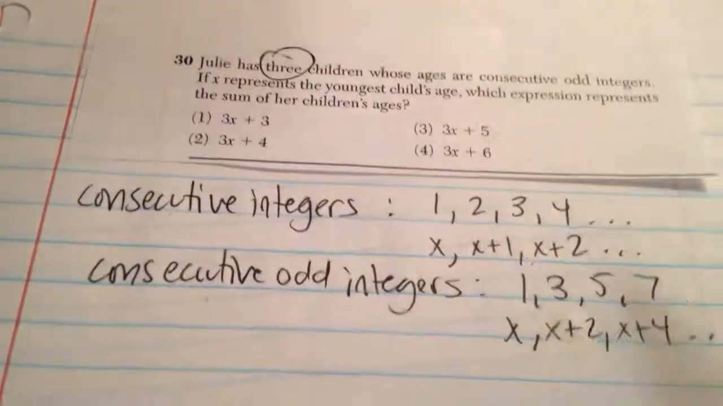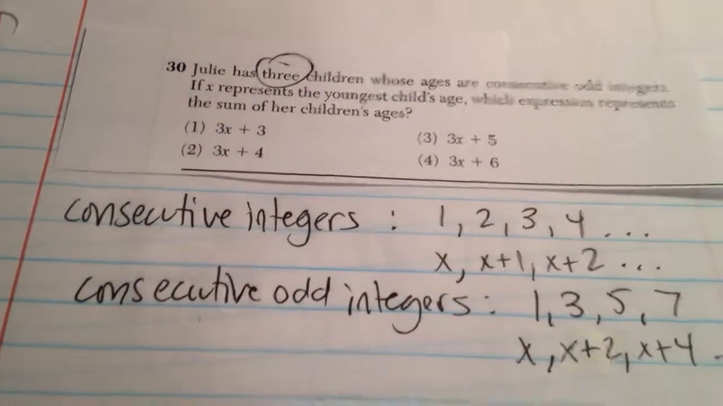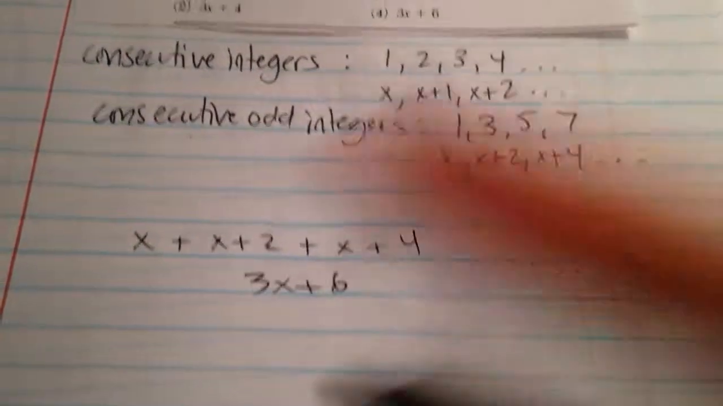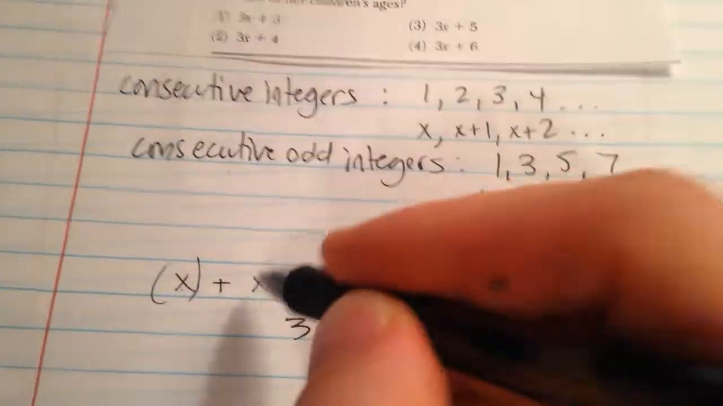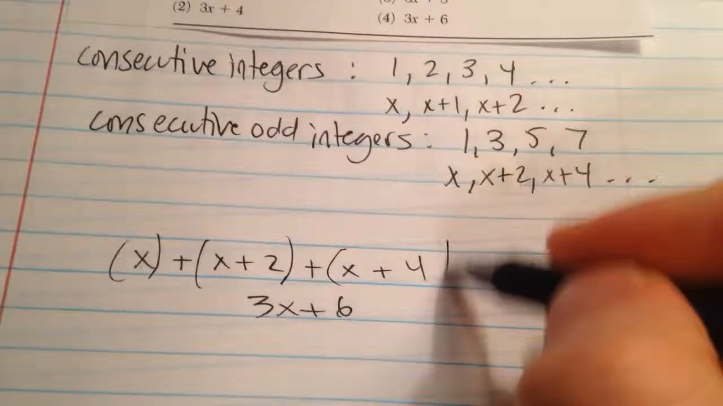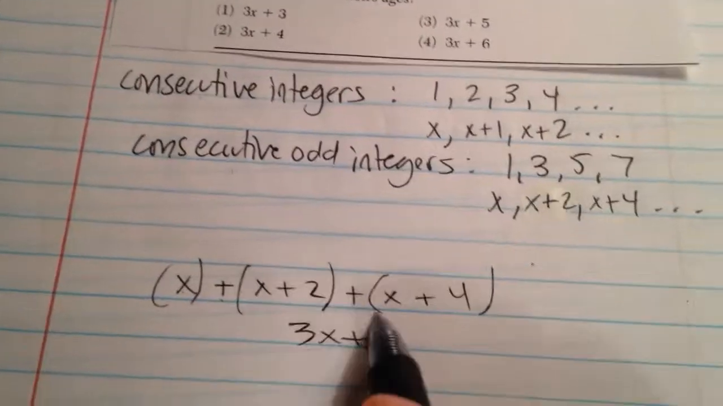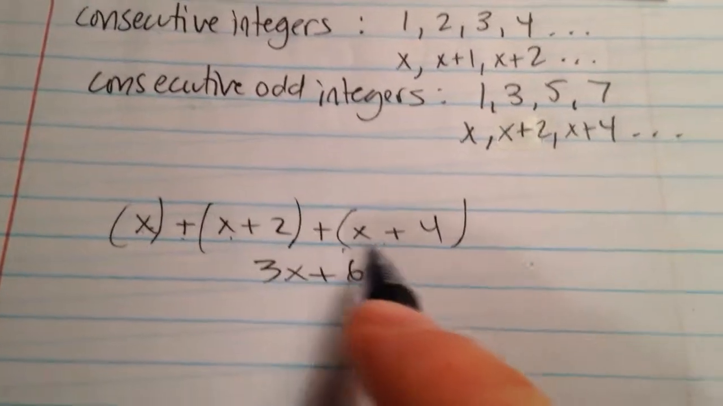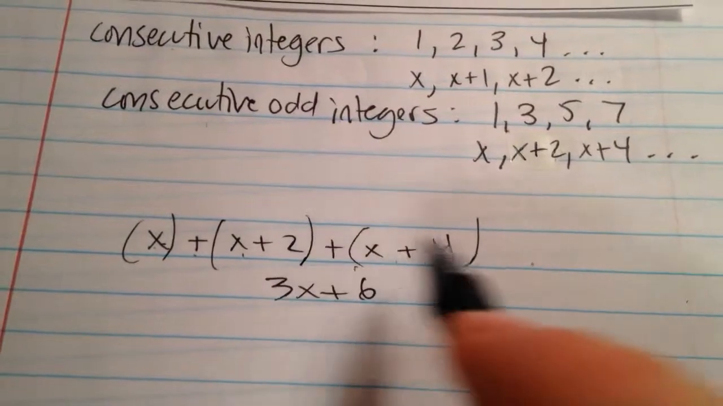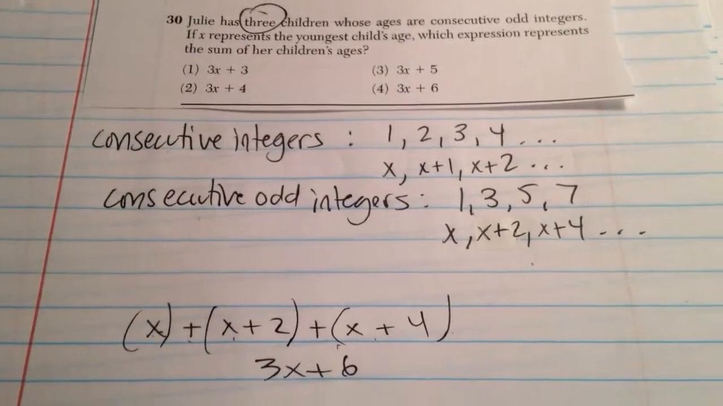Well, Julie has 3 children whose ages are consecutive odd integers. These are their ages: first child, second child, and the third child. Because these are plus signs, I'm just going to add x plus x plus x. I get 3x. 2 plus 4 is 6. Choice 4.